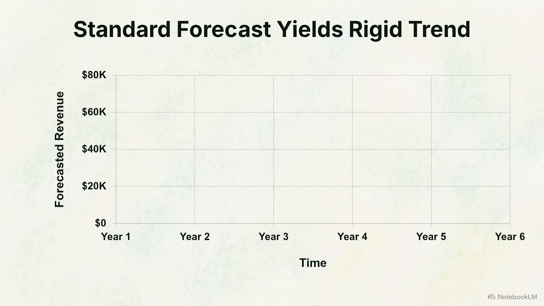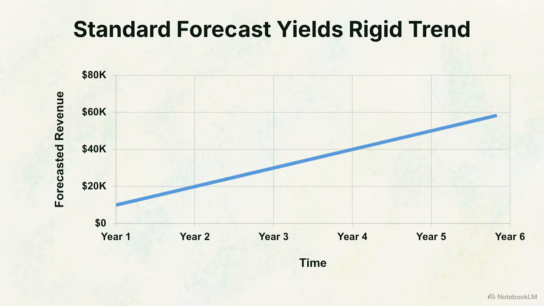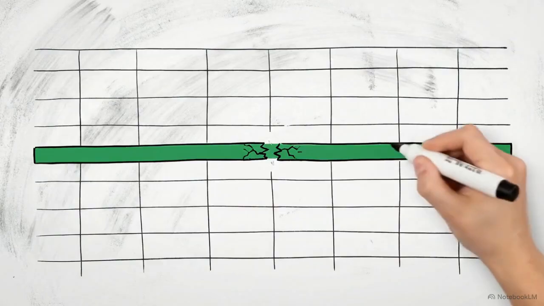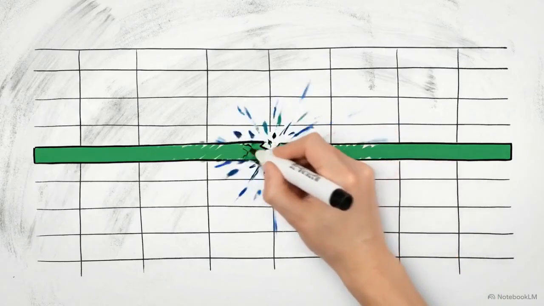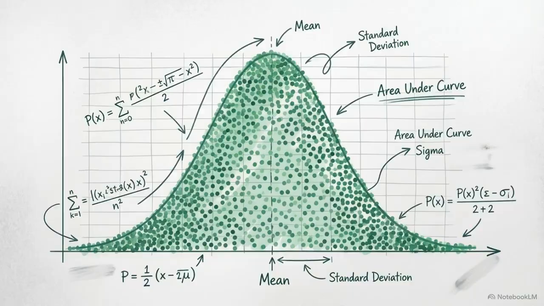When we build a standard financial forecast, we usually rely on a single set of assumptions to produce one rigid trend line. But the real world is volatile, and a static model breaks the moment random chance enters the equation. To fix this, we use a Monte Carlo simulation.